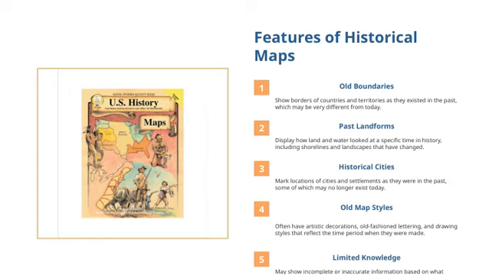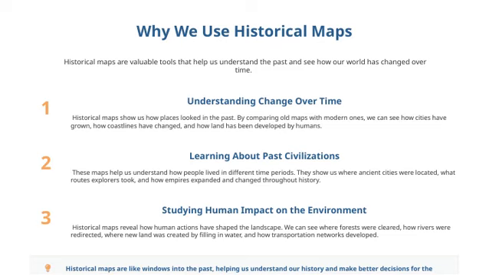Finally, it's important to remember that these maps often have limited knowledge. They might show incomplete or even inaccurate information because they were based on what people knew at the time. Despite these limitations, these maps provide invaluable insights into history and how our understanding of geography has evolved. Now, let's explore why we use historical maps and how they help us understand our world better.